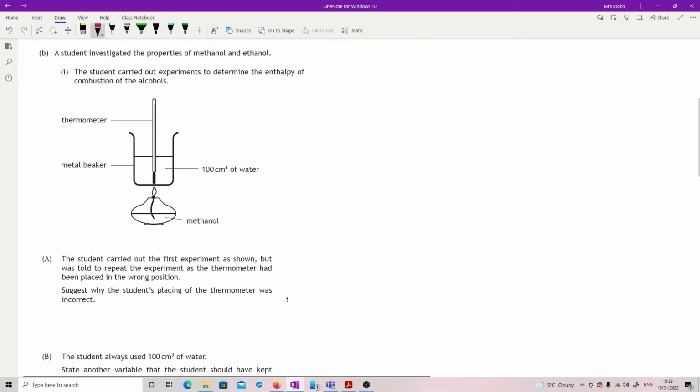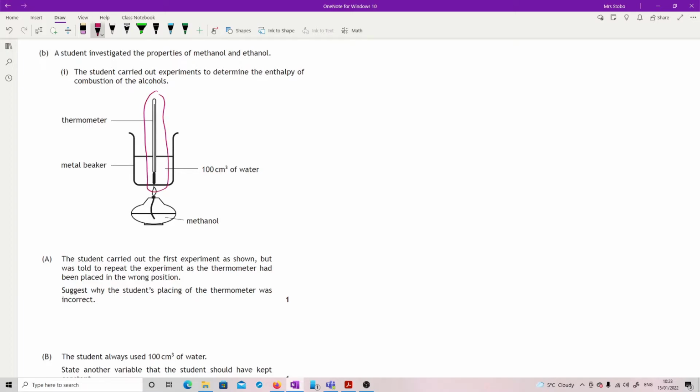A student investigated the properties of methanol and ethanol. They carried out experiments to determine the enthalpy of combustion. So this is your standard stuff that you see for basic enthalpy of combustion. The student carried out the first experiment as shown, but was told to repeat the experiment as the thermometer had been placed in the wrong position. Suggest why the student's placing of the thermometer was incorrect.